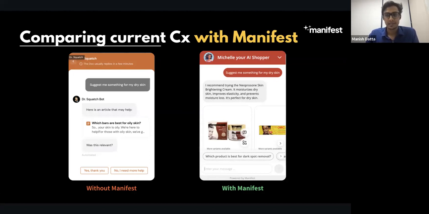Whereas if you look on the right side of the screen, what you see is a brand with Manifest AI. This again is a really large skincare brand based out of the USA. It's called Mitchell Brands and is actually a very mission-driven brand. The goal of Mitchell Brands is to provide skincare specifically for African American women. And like you can see, if you go ahead, ask that same question, suggest me something for my dry skin on Mitchell Brands, this is the answer you'd be seeing, right?